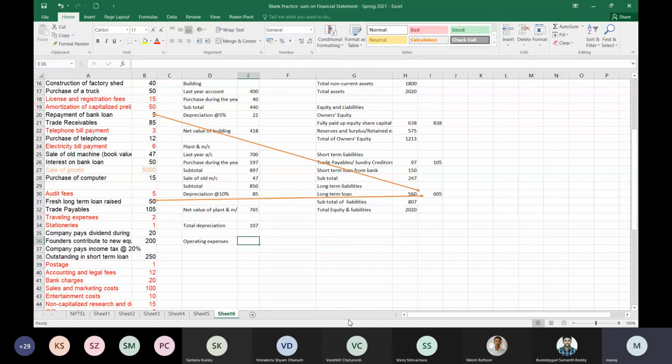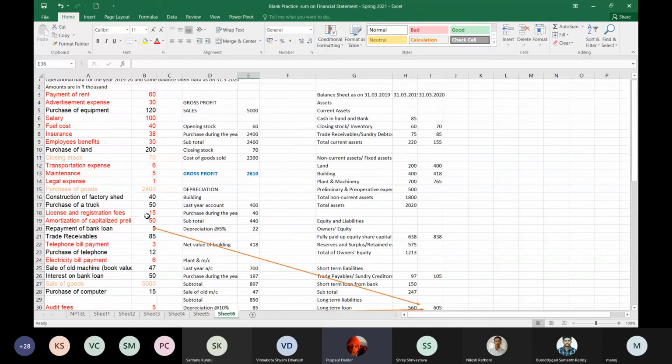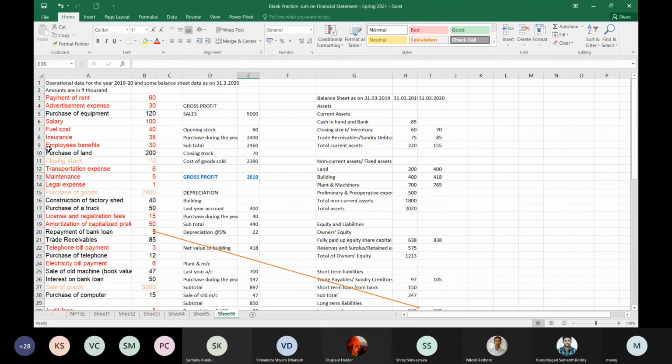Excuse me, sir. Yes, go ahead. So in the ninth row, there is another amortization of capitalized something, 19th. Sorry, 19th.